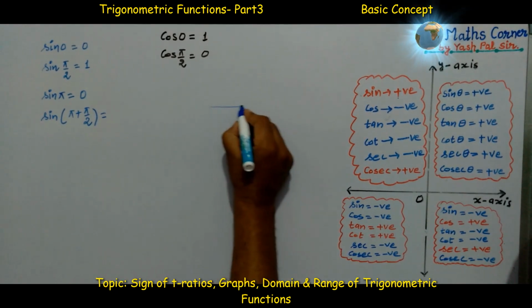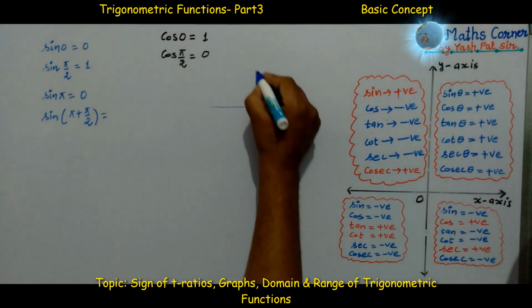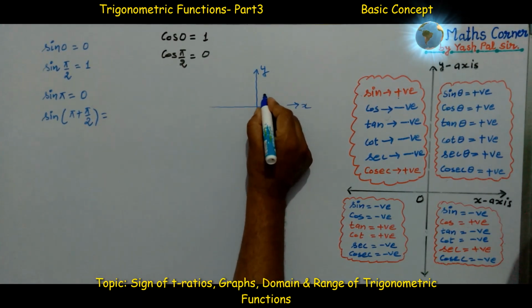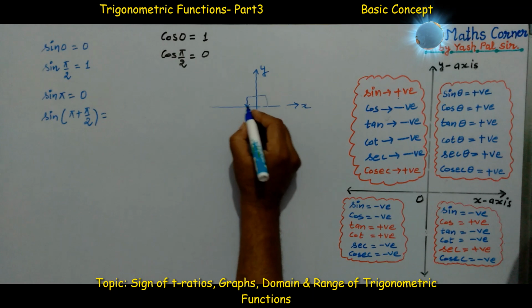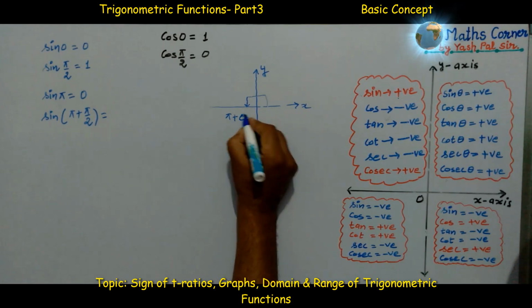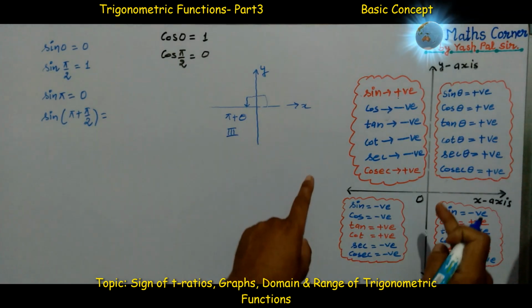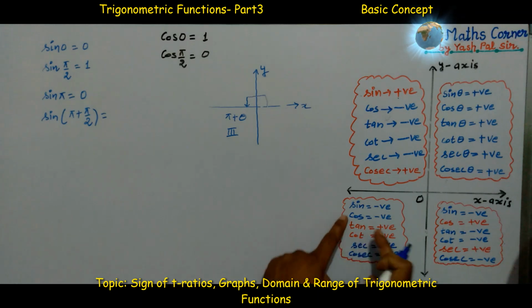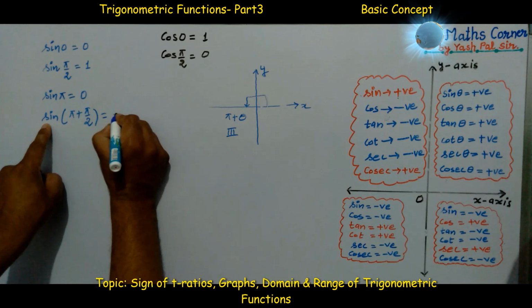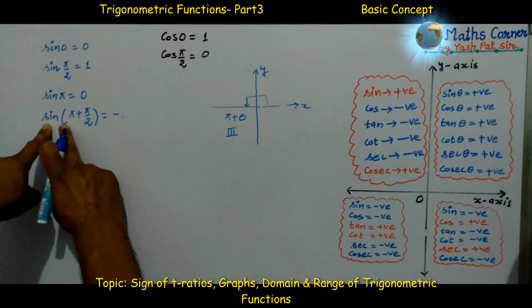Suppose we have the coordinate system of x axis and y axis. Sine of pi plus theta: from here to here, this is pi, and pi plus something means the third quadrant. In the third quadrant, only tangent and cotangent are positive, sine is negative, so we write minus sine, because sine is negative in the third quadrant.